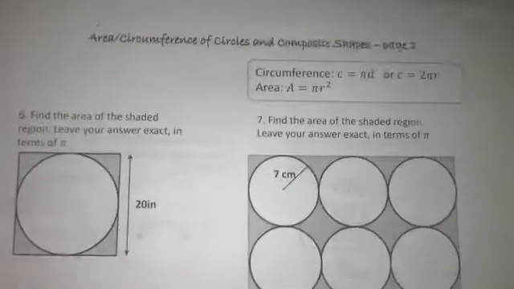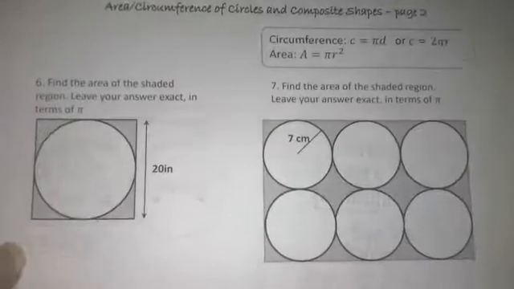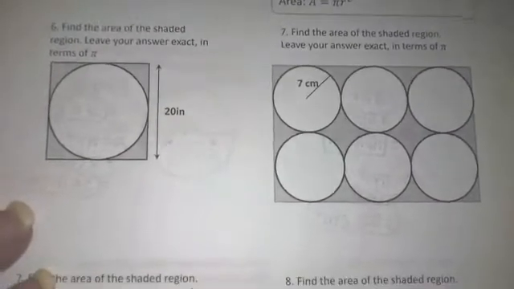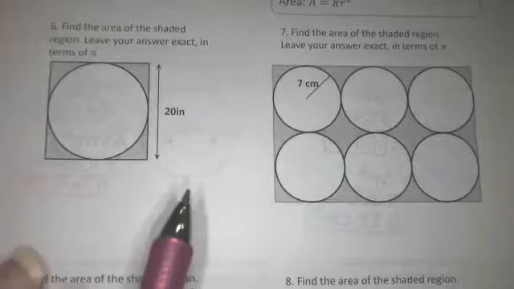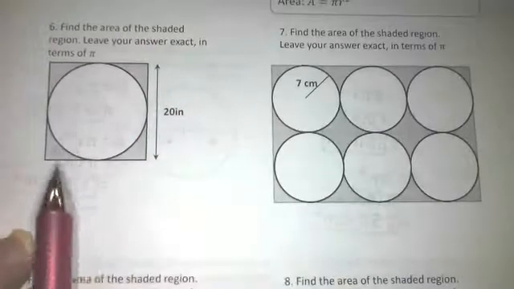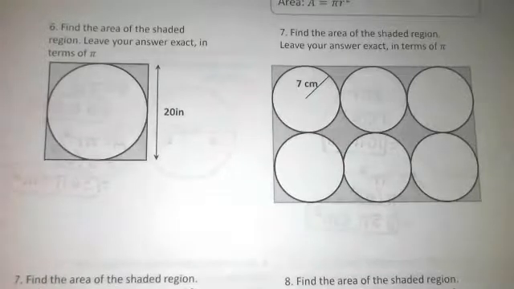Back page. We've got a lot of composite shapes. So let's take a look at these. I had fun drawing these pictures. Find the area of the shaded region. Leave your answer exact in terms of pi. Some of these answers are going to look really weird, like it's going to be 86 minus 25 pi. And you're like, can I really leave it like that? Yes. So some of these answers are going to look really funky.